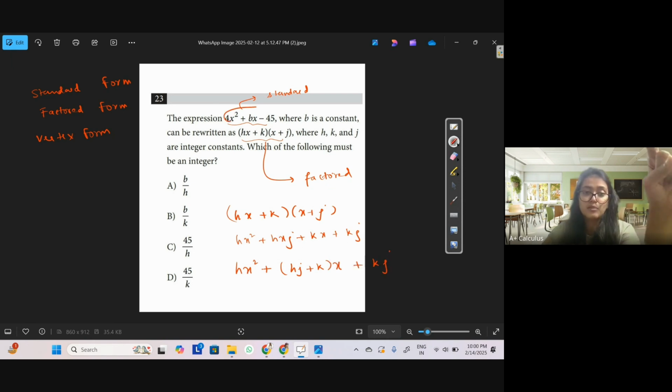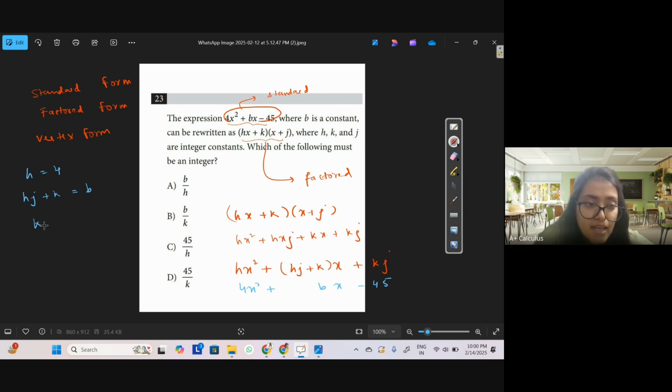Now, since this expression can be rewritten like this, you compare it with the given expression, 4x squared plus bx minus 45. If you compare the coefficients, you will get h is equal to 4, hj plus k is equal to b, the coefficient of x, and the constant term kj is equal to negative 45. Now, you have to find out which of these answer choices must be an integer. Now, h is an integer and the value of h is 4.